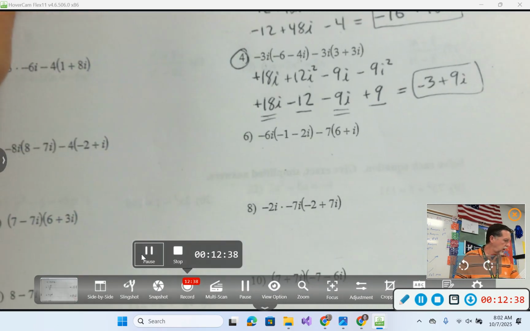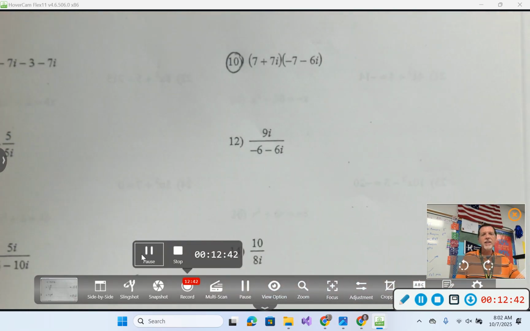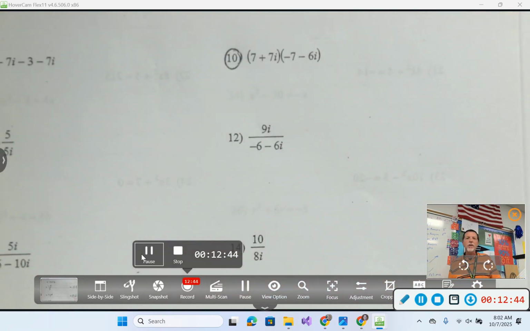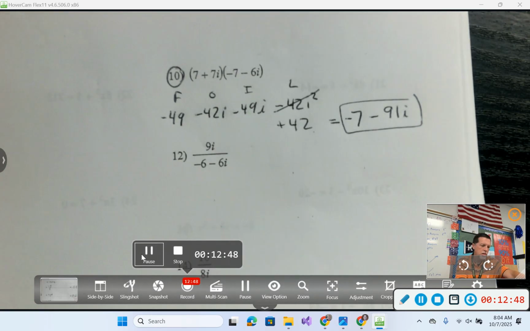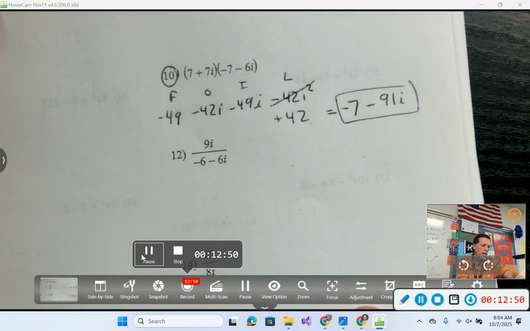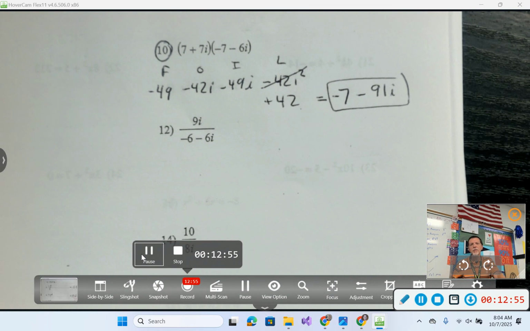Let's skip down to number 10. What are you going to have to do on number 10? FOIL. Number 12. What would you do first on number 12?